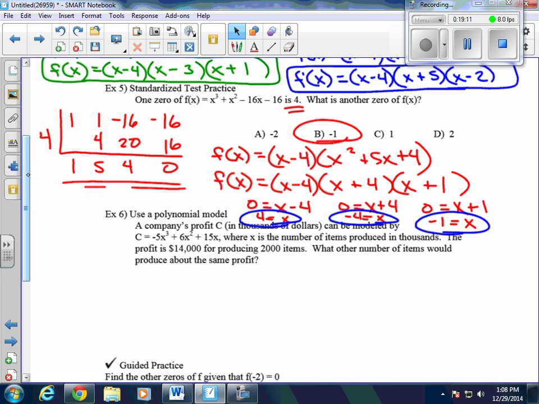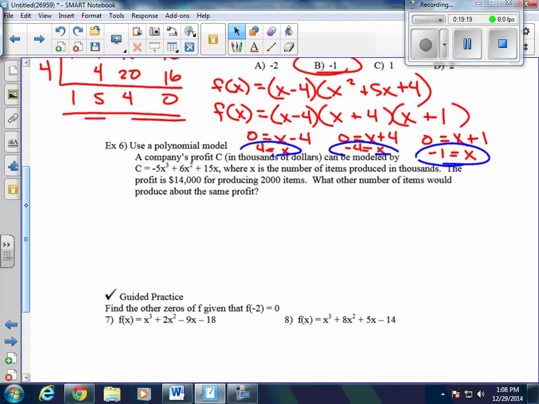All right, so if we jump down to example 6, now we're going to use a real-life situation. It says a company's profit C in thousands of dollars can be modeled by this equation: C equals -5x cubed plus 6x squared plus 15x, where x is the number of products in thousands. So the profit is $14,000 for producing 2,000 items. What other number of items could we produce the same amount?